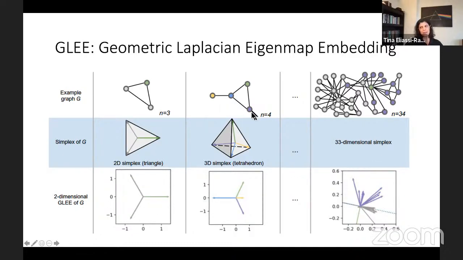If I have a graph that has 4 nodes, then I have a 3D simplex, and then this is the embedding in a 2D space. Obviously, it gets harder to show it in larger dimensions. And then if I have the famous Karate Club network that has 34 nodes, that maps to a 33-dimensional simplex. And these are the vectors corresponding to the nodes.